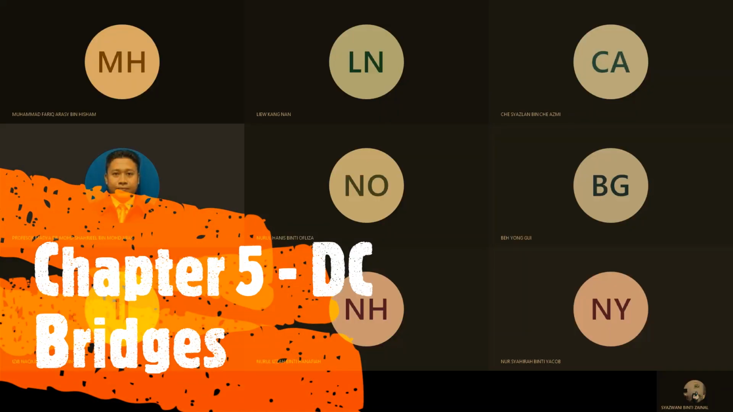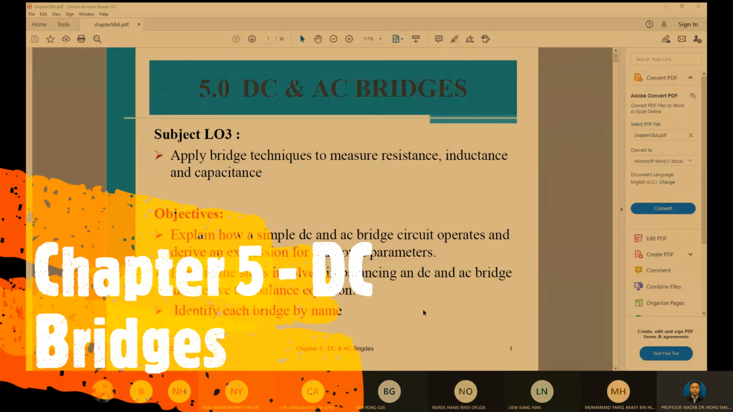For today is chapter 5 and chapter 6, the DC and AC bridge.